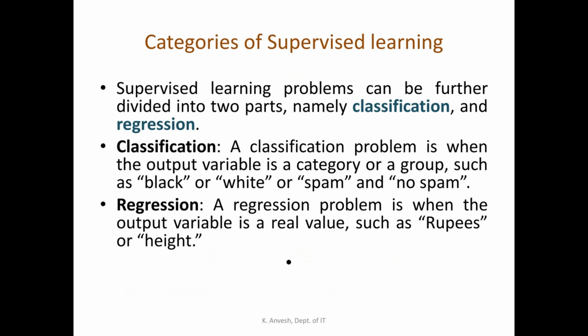Categories of supervised learning. Supervised learning problems can be further divided into two parts, namely classification and regression. Classification: a classification problem is when the output variable is a category or a group, such as black or white, or spam and no spam. Regression: a regression problem is when the output variable is a real value, such as rupees or height.